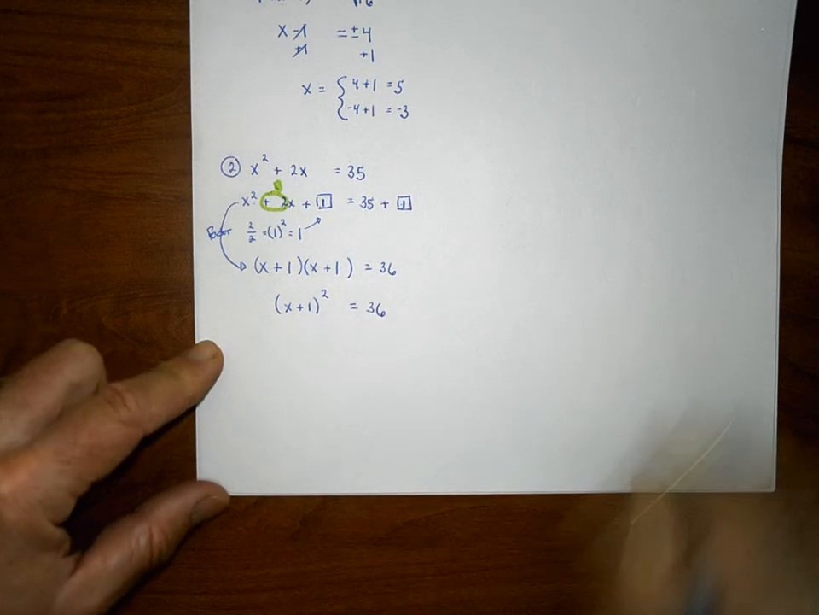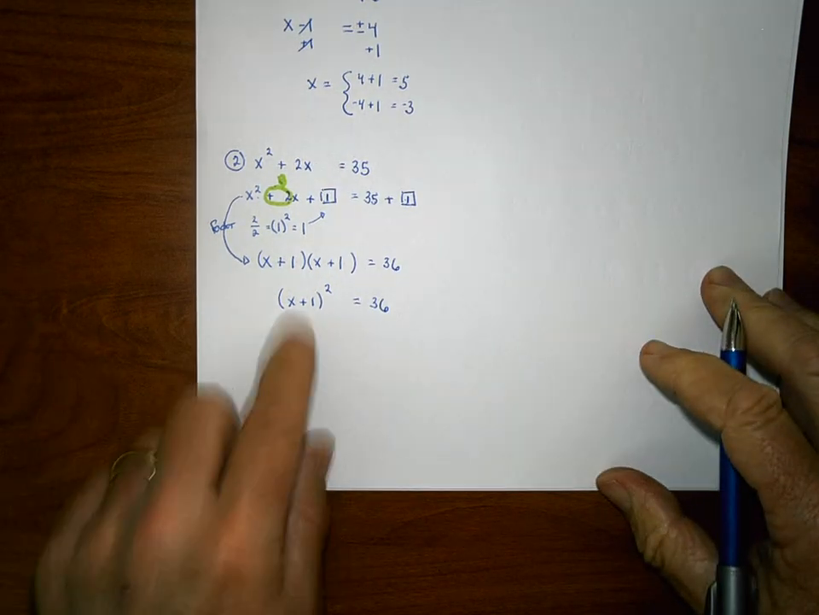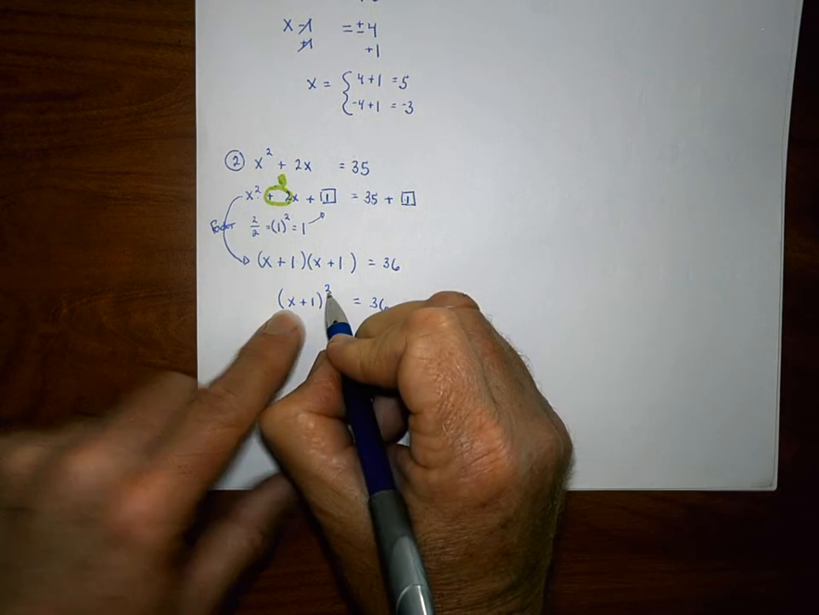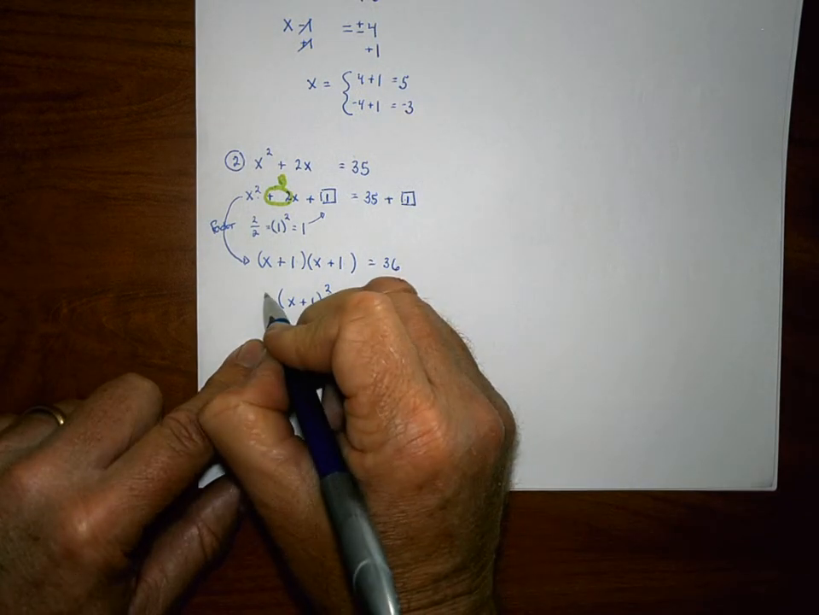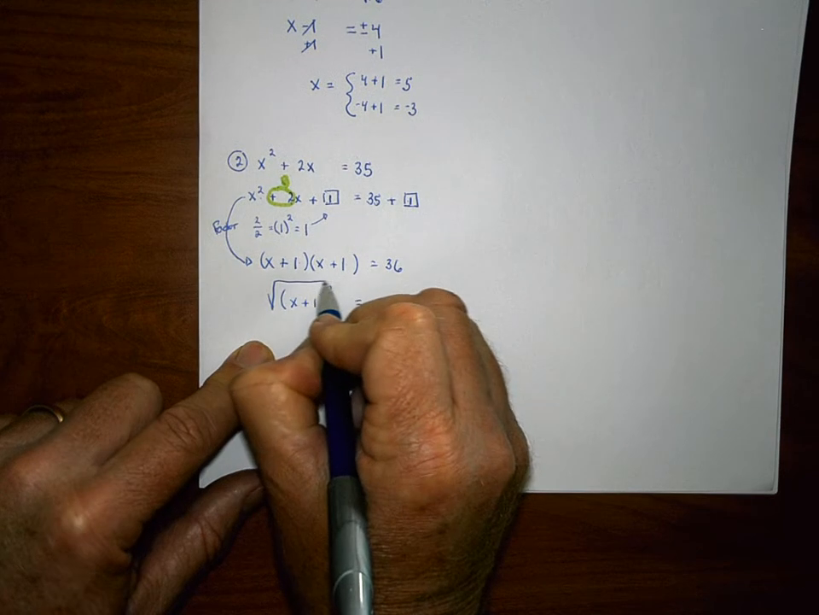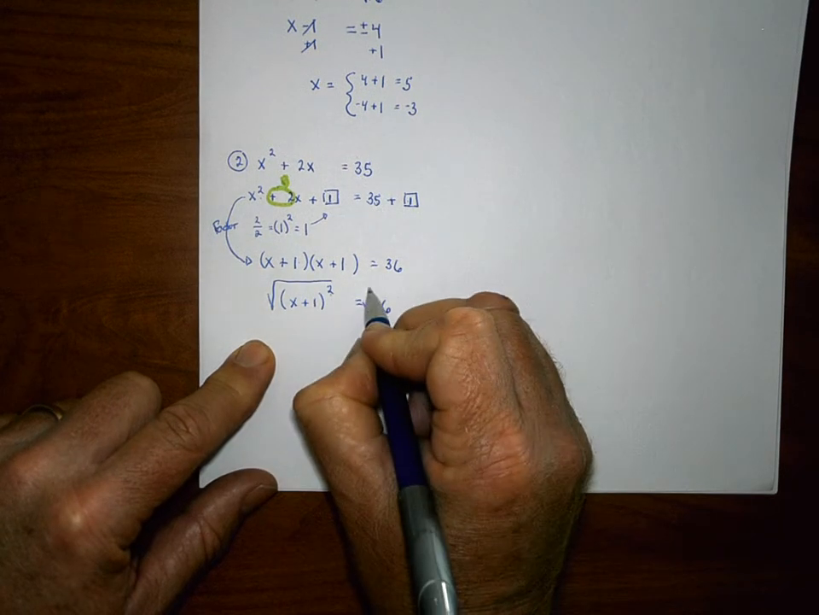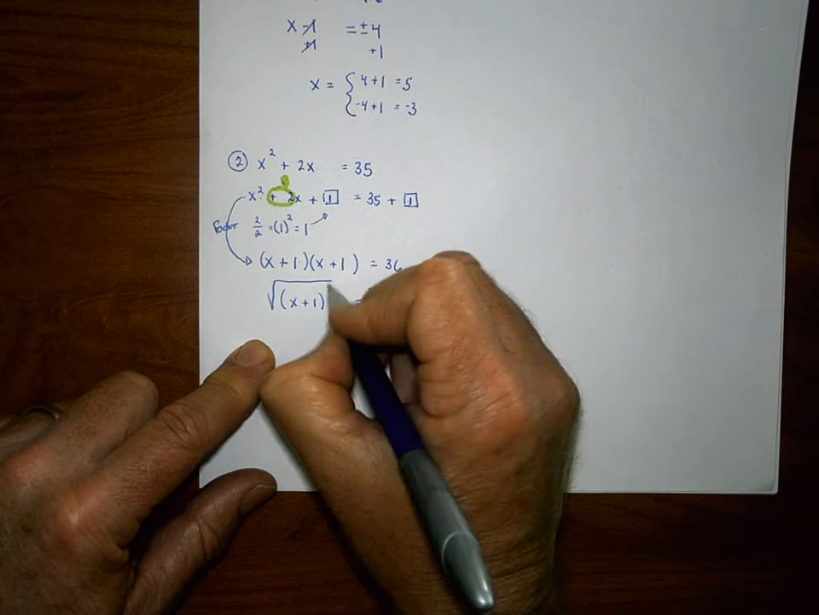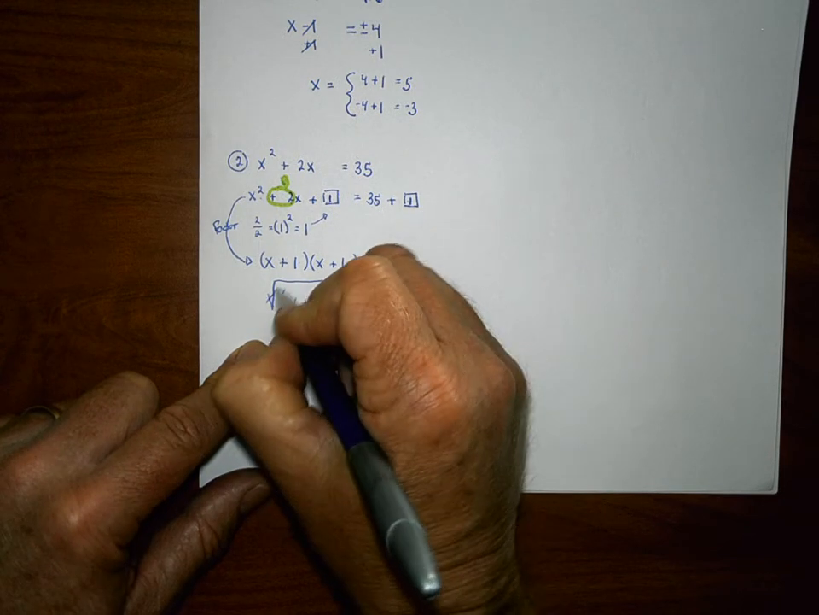Okay, now I'm going to solve for x. So I need to isolate the x. My first step is I'm going to get rid of that exponent of 2. The way I do that is I take the square root of both sides of the equation. This is called solving by using the square root. The exponent of 2 would cancel out the square root symbol.